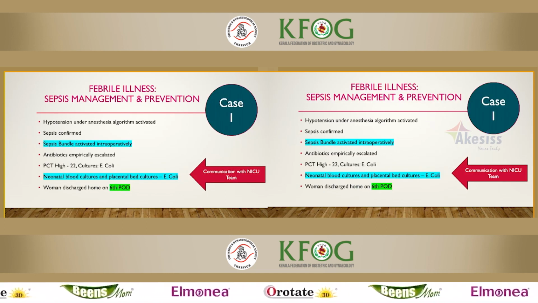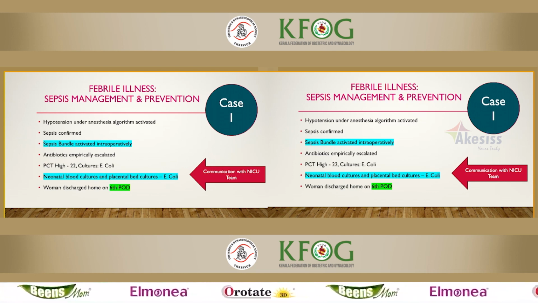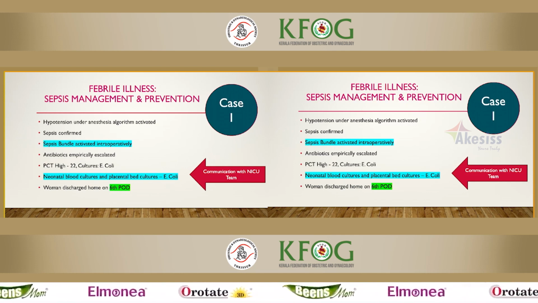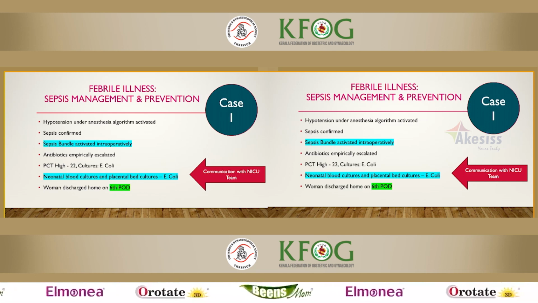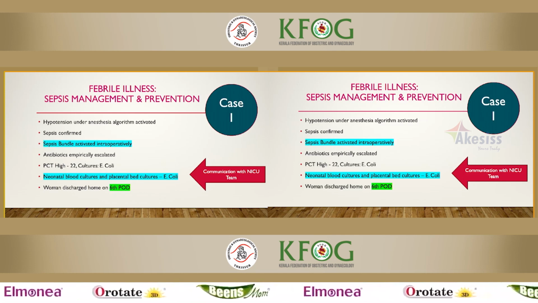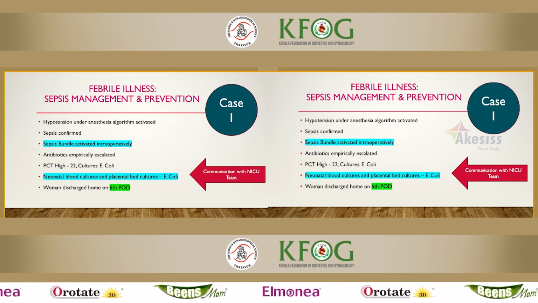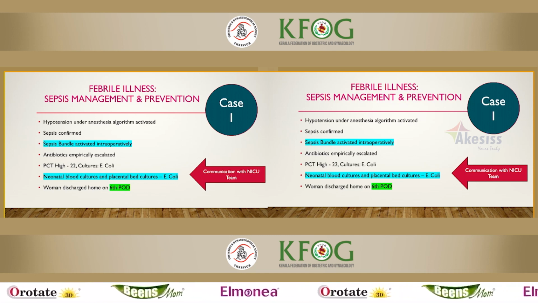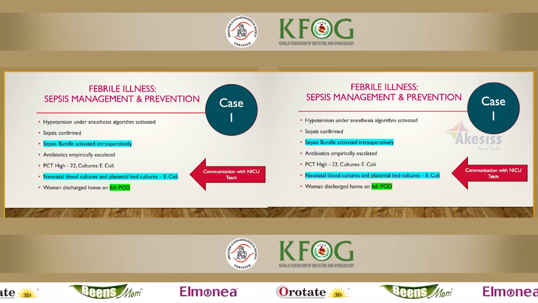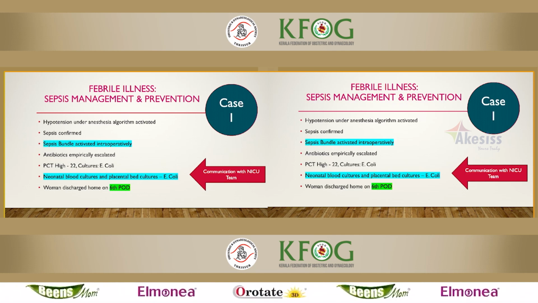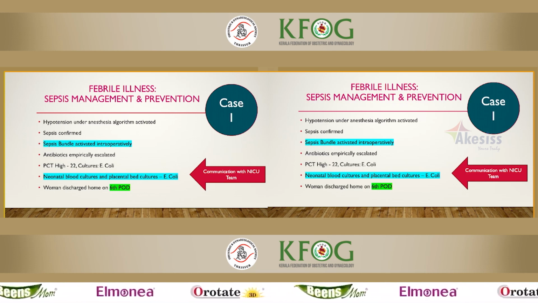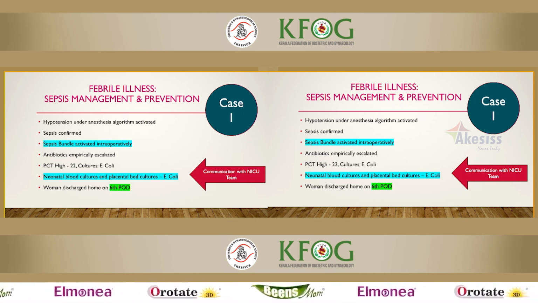We did an ABG, lactates were high. We sent procalcitonin, procalcitonin was high. We sent blood cultures. We discussed with the neonatologist. They sent the cord blood cultures, and it turned out to be E. coli in all. Mother grew E. coli, the baby grew E. coli, and we stepped up the antibiotic in the intrapartum, intraoperative period, and the patient was discharged on the 6th post-op day.